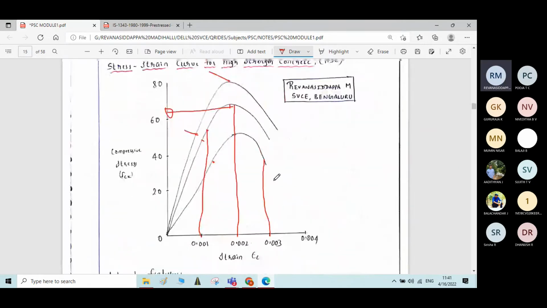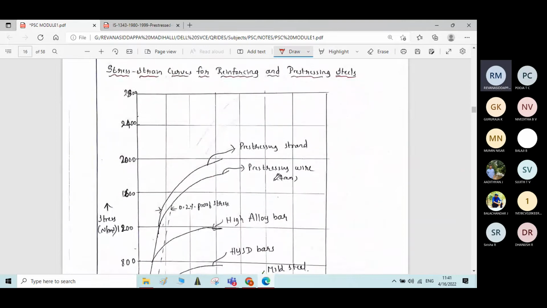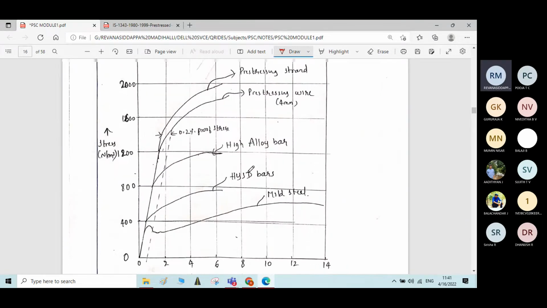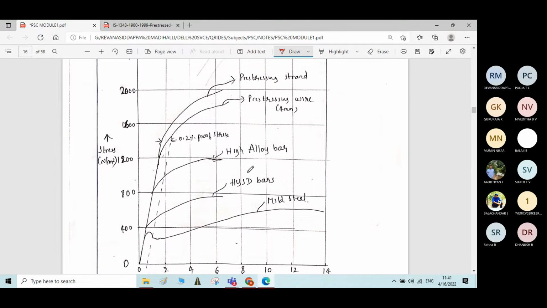Then one more important material which we use for PSC is the tendons, high strength steel. You can see the graph which is drawn for different types of members, like the RCC member and the PSC member. Usually for an RCC member, which kind of bars will we use? Either mild steel or HYSD bar. And for a PSC member, we will go for pre-stressing strand or pre-stressing wire.